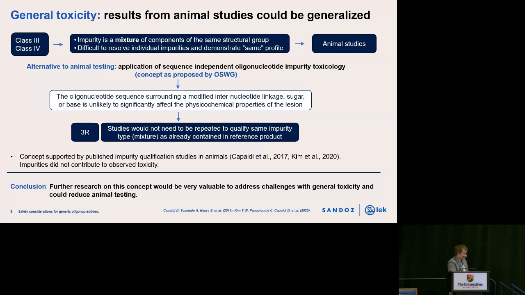Now, this concept is supported by some published impurity qualification studies in animals, where they tested APIs highly enriched with impurities, like 50% API, 50% impurities, N-1 total, A-basic total, for example, and these did not contribute to observed toxicity. So in conclusion, further research on this concept would be very valuable and could reduce unnecessary animal testing. And if I heard correctly before from the presentation of Kui, I think this is actually ongoing.